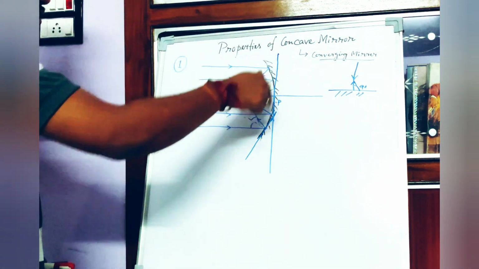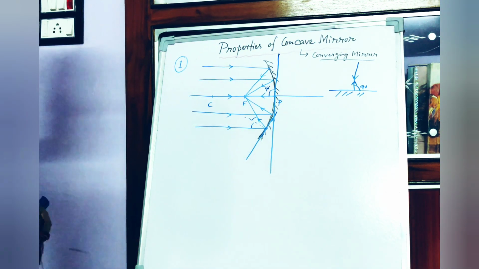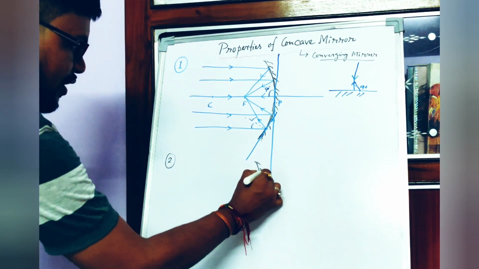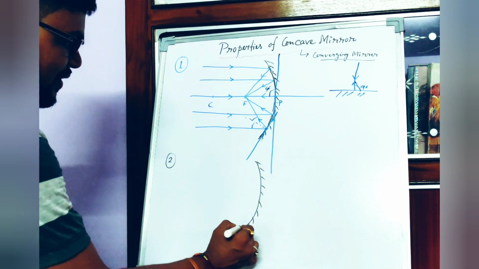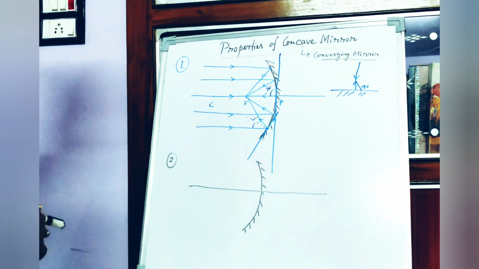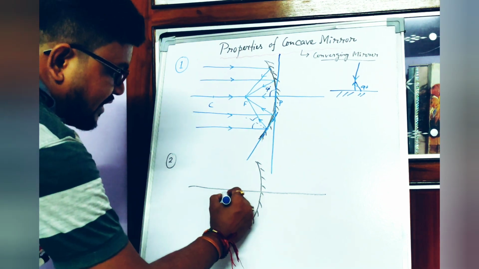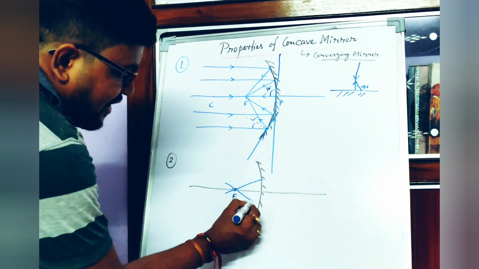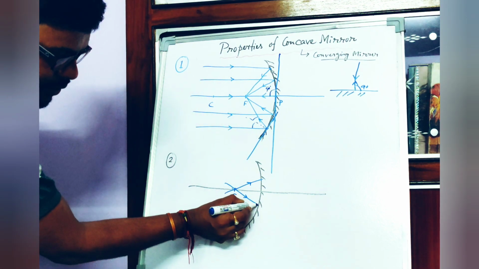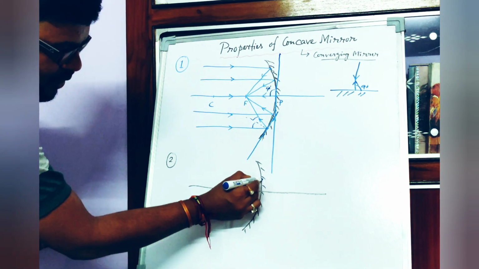All the parallel rays after reflection will meet at a point called focus. Now the second point is that all the rays which originate from focus become parallel after reflection. That means just the opposite of the first property. For example, let's say this is the focus. From the focus any ray is passing, and after reflection from that point of incidence they become parallel to the principal axis.